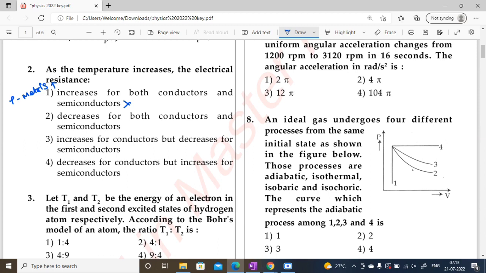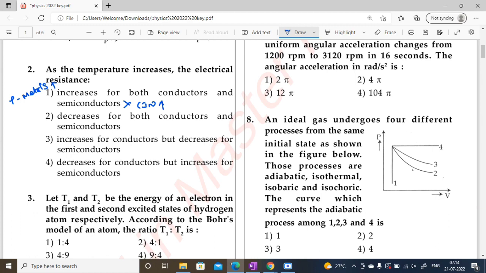What I prefer is that you should try to eliminate first. If you are a little confused with the options, try to eliminate and get the option from the leftover options, right? Here they say increases for both conductors as well as semiconductors. But in a semiconductor we have two types. One is the intrinsic semiconductor, where by increasing the temperature we make the semiconductor conduct. So this might not be the option the question is asking.